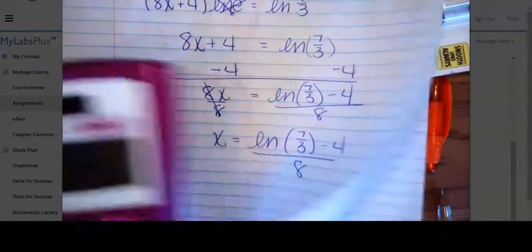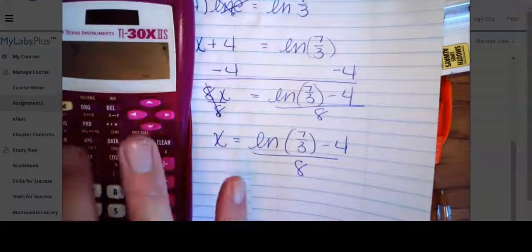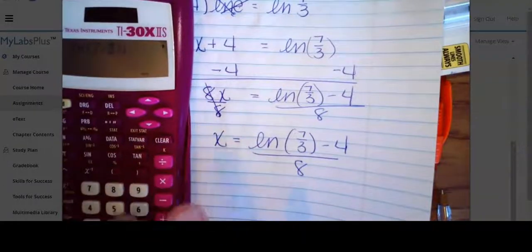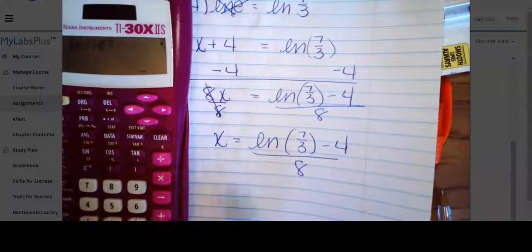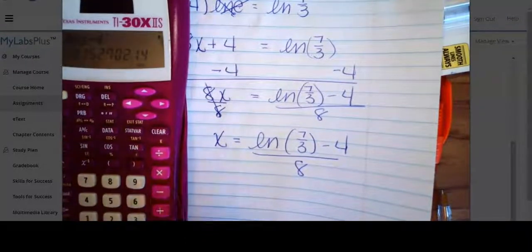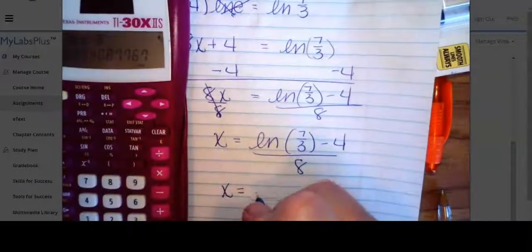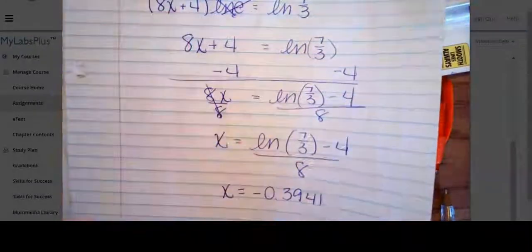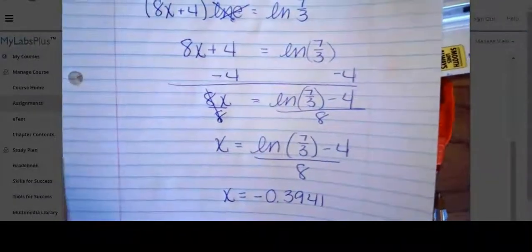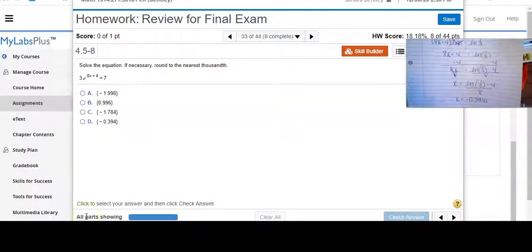Okay, so in my calculator, first thing I'm going to do is the natural log of 7/3. Find out what that is. Then I'm going to subtract 4 from that. And then I'm going to divide that by 8. So I get negative 0.3941. So when I come back here, I get negative 0.3941. That is going to be your answer right there.